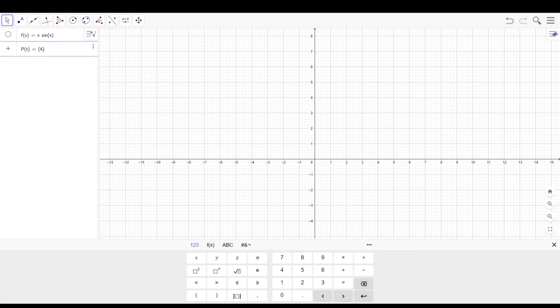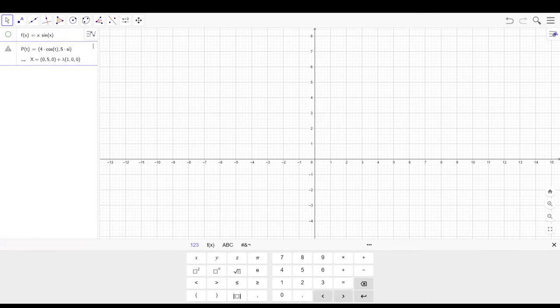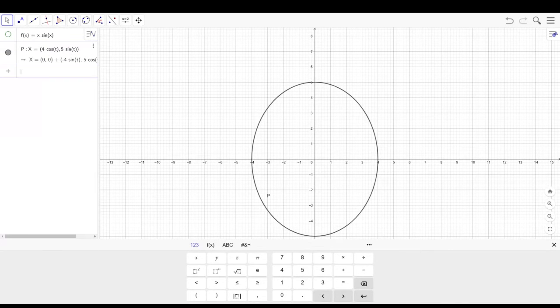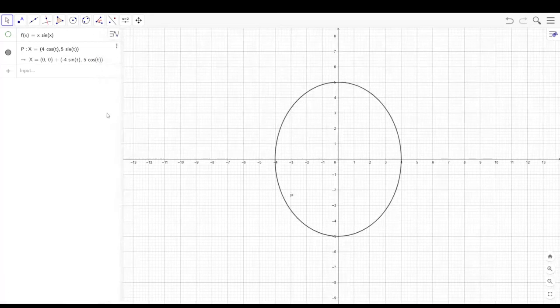Okay, so let me put in this thing. It's going to be 4 times cosine t, comma 5 times sine t. Okay, so let me go back there. You can see, you can get rid of this, that it's not quite a circle, but it's more of an ellipse. And what GeoGebra has done is sort of put it into this other format here.